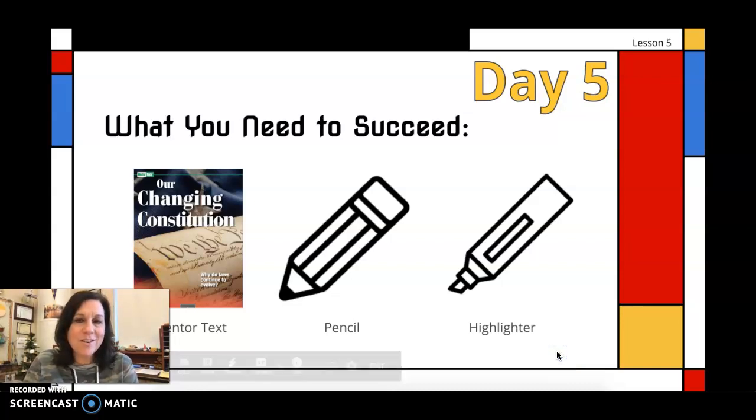So today what you're going to need to succeed is your mentor text, a pencil, and a highlighter. Make sure that you have those things ready to go because you will be using all of them today. So go ahead and get those things.